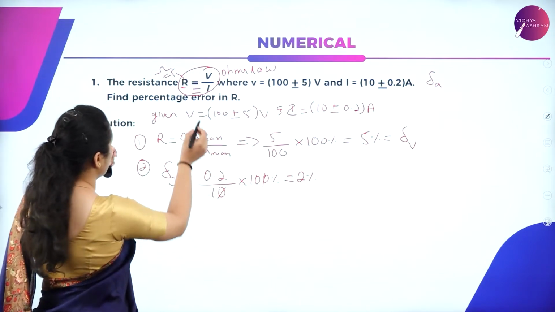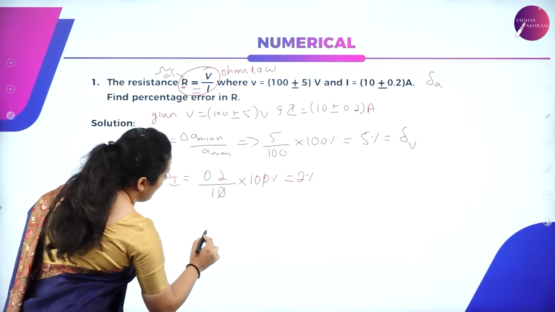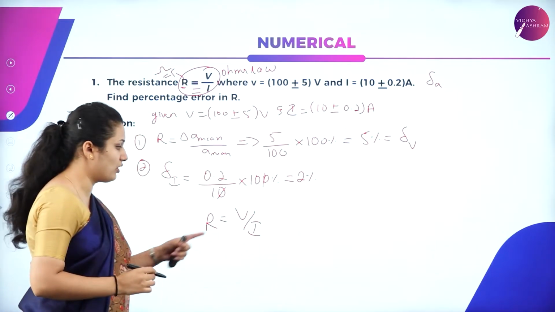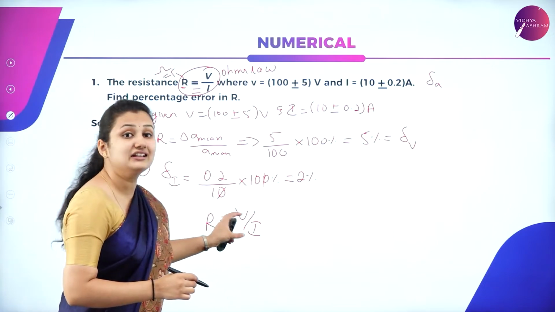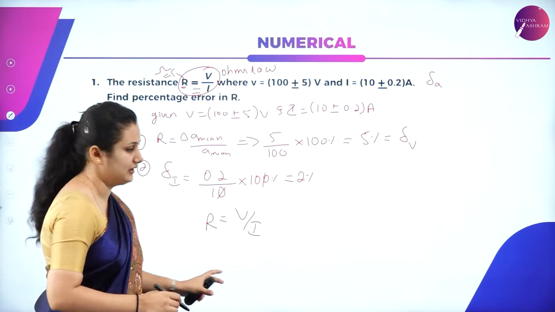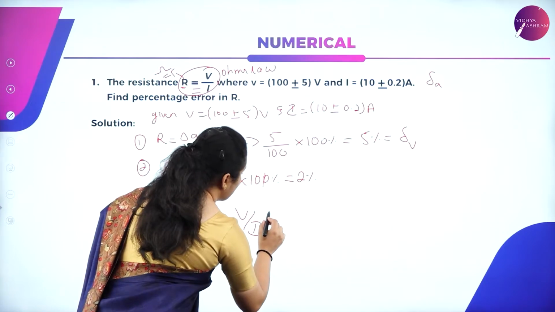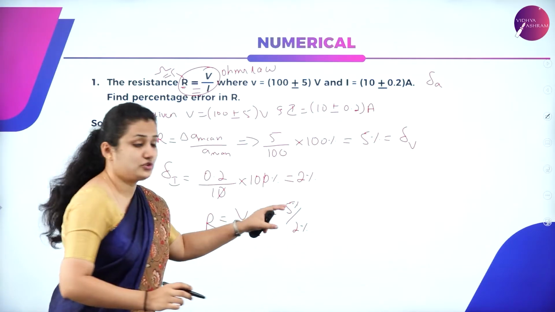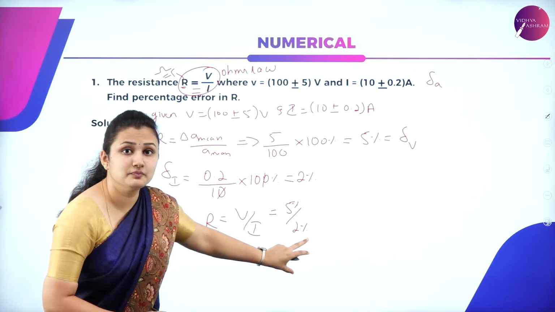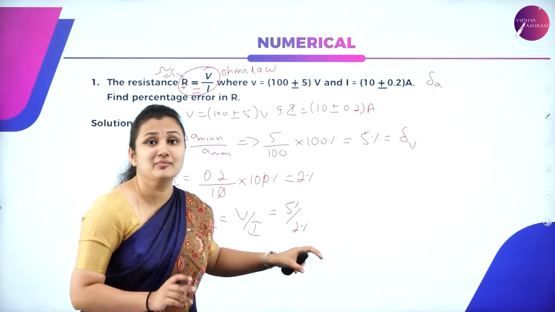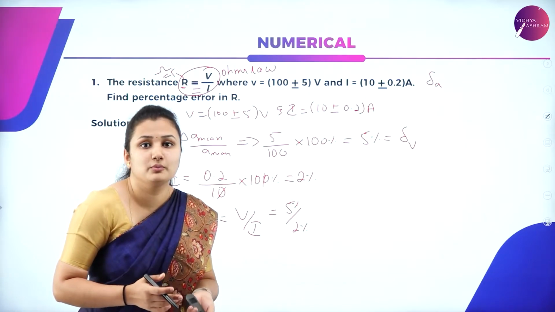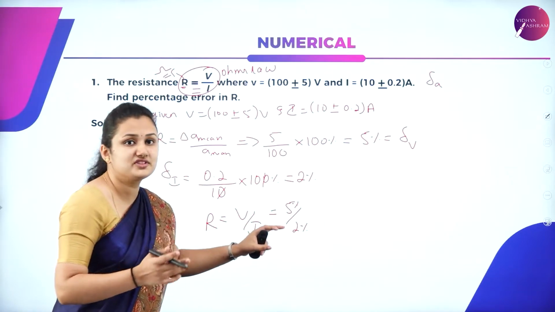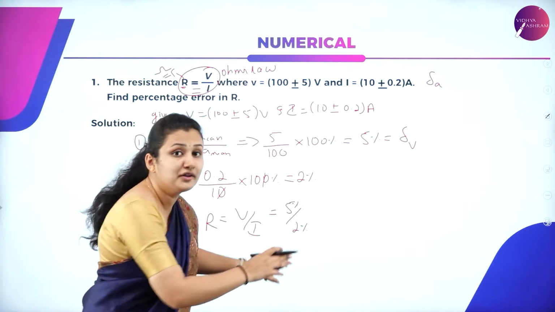Now, they have asked to find the percentage error in R. R is equal to voltage by current. So, how will you find voltage by current? It is in the division format, V by I. V is 5% and I is 2%. So, should I write 5 by 2? If I write 5 by 2, I am violating my rule 2. What does rule 2 say? Either you multiply or you divide them.